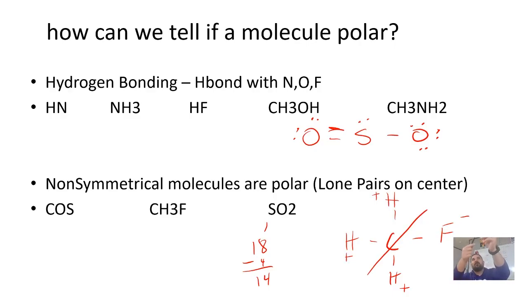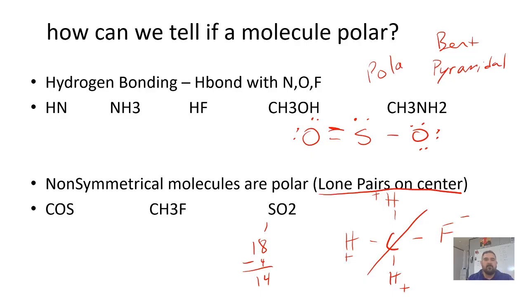So you have a double bond on one side and then a single bond on the other side. What makes it bent? It's got a lone pair on the central atom. Now, we already mentioned that lone pairs on the center will make it polar. So there are 2 shapes that always have a lone pair on the central atom. What are they? Bent is one. What's the other one? Pyramidal. Good. So pyramidal and bent are always going to be polar.